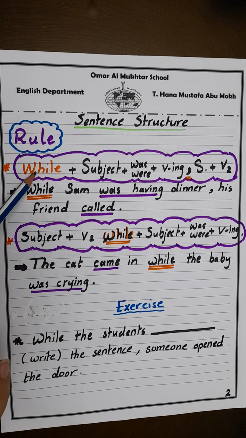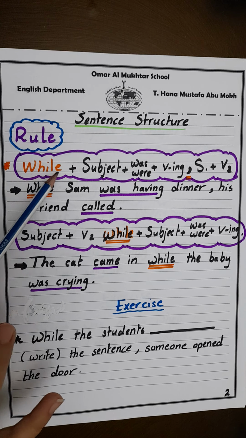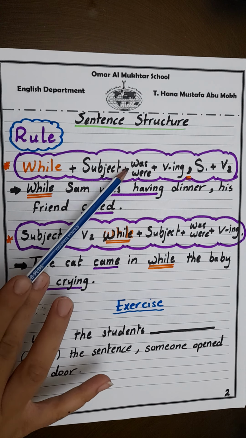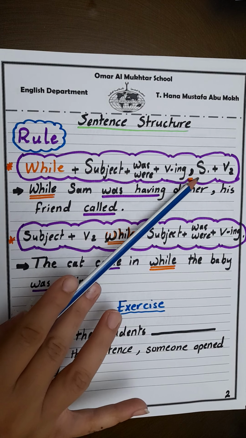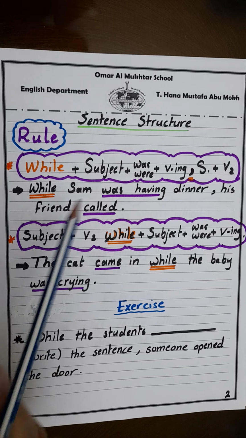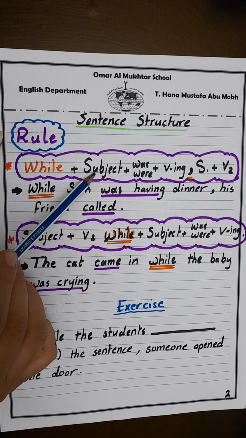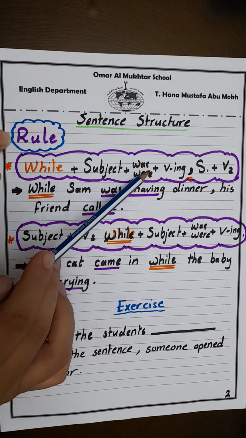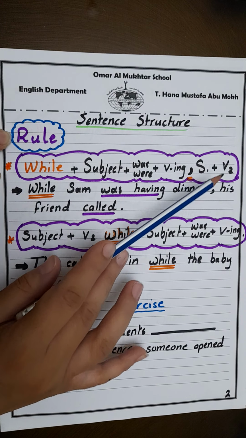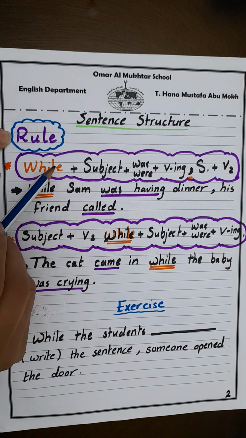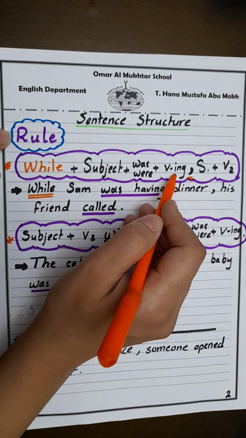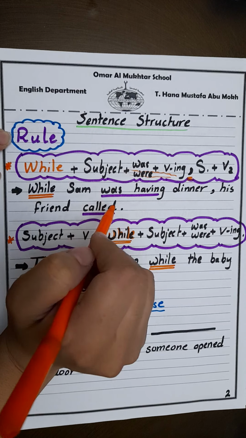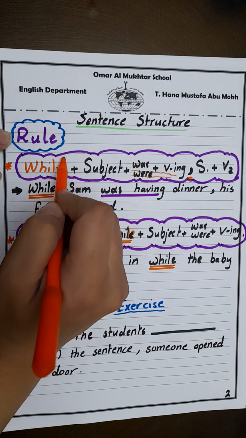The first one is using while. The first form, and the second of course, will be using while: while, subject, was or were, verb ing. The second part of the sentence will be subject plus verb two. So while, subject with was or were plus verb ing, and the second part subject with verb two. Pay attention here that I have a continuous action. This is the continuous action. Okay, it's with what? With while.